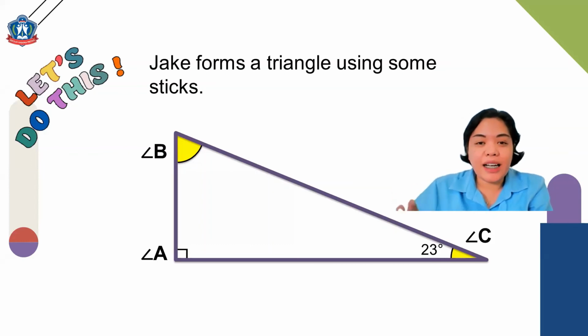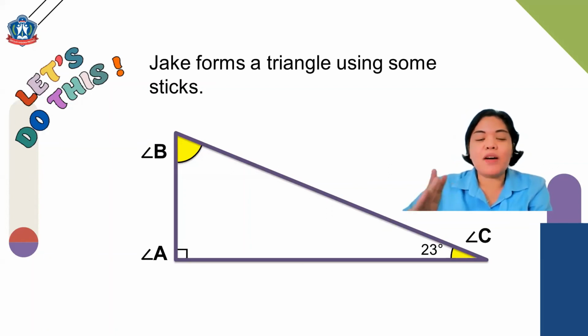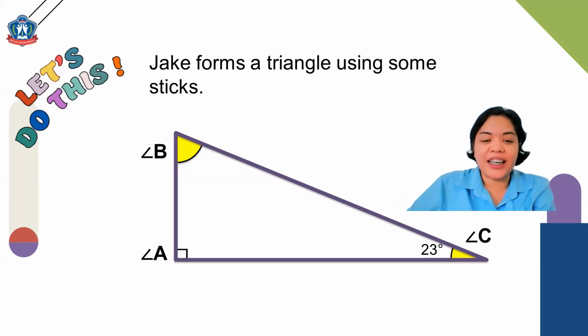So how to find the missing angle in a triangle? All you need to do is to subtract 180 with the remaining angles. Now for angle A, this is a right angle. So what is the measurement of a right angle? So with this, you can come up with the missing angle for angle B. Okay, share your answers during our class.